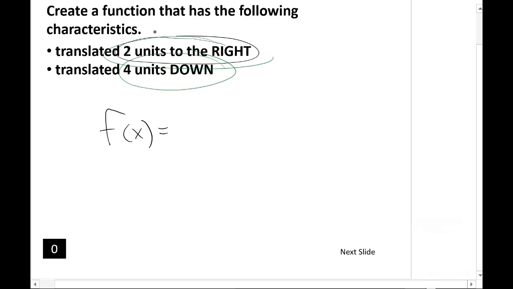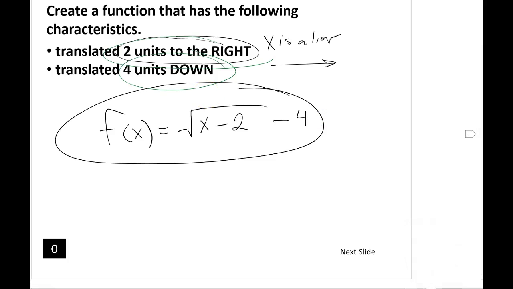Okay, now remember, we're dealing with radical functions. So go ahead and write your radical. And it says 2 units to the right. And remember, x is a liar. So if it goes to the right, that's in the positive direction. Okay, so if we're going in the positive direction, x is a liar, it's going to be x minus 2. And if it's going up or down, that changes what we do on the outside. In this case, it's going down. So that would be minus 4. And that's it. Okay, next one.